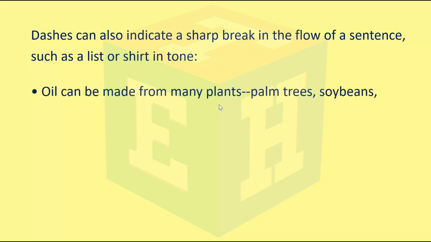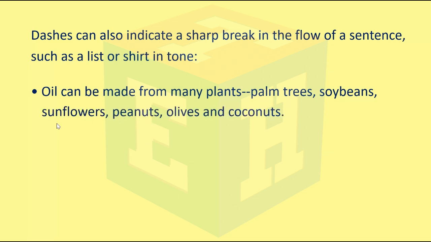Oil can be made from many plants: palm trees, soybeans, sunflowers, peanuts, olives, and coconuts.